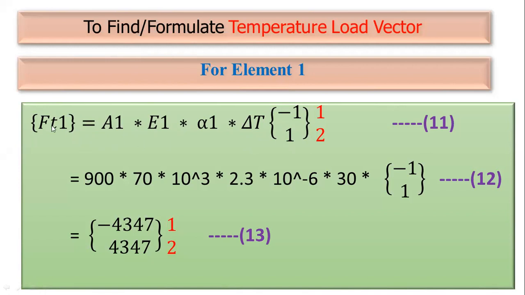This is for element 1. First represents node 1, second represents node 2. Just put in the respective values. We'll get two values, -4347 and 4347. This is for node 1, node 2.